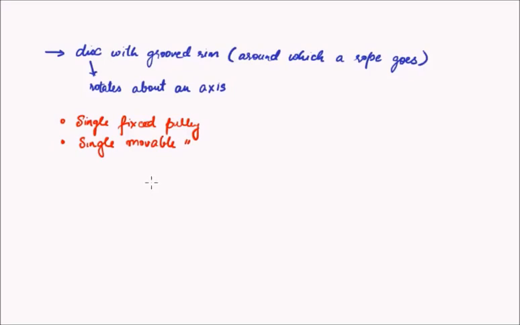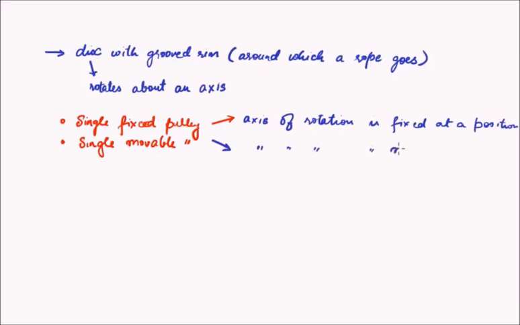The fundamental difference between the two is that in single fixed pulley the axis of rotation is fixed at a position, and in single movable pulley, the axis of rotation is not fixed, that is, it is movable.